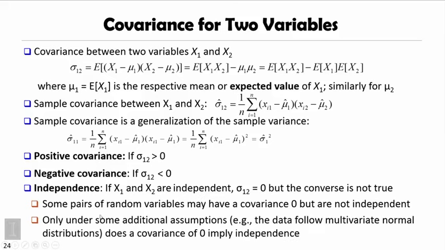Only under certain additional assumptions. For example, if the data follows a multivariate normal distribution, in that case, a covariance of zero implies independence.